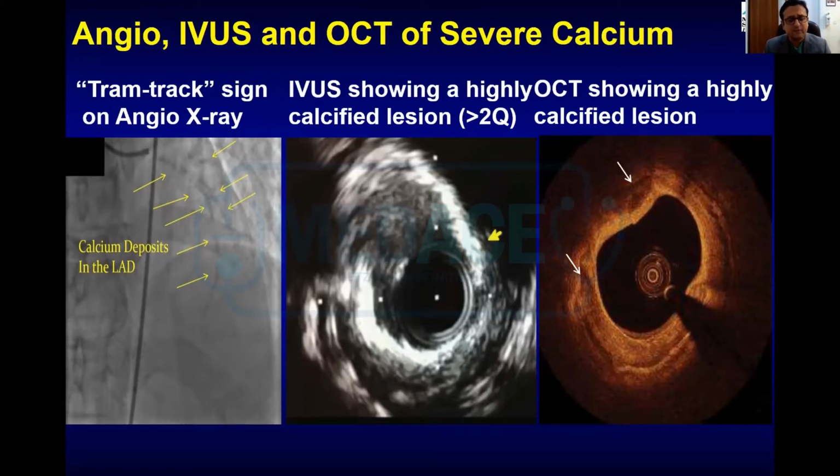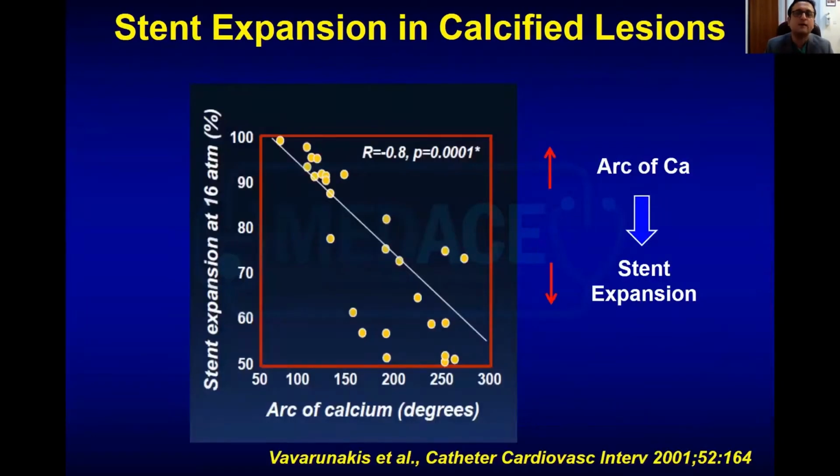And I think wherever possible, wherever feasible, and wherever most importantly affordable, we should probably use these whenever we can, especially if you have any doubt regarding calcium. Because calcium is one thing which I think, other than geographical miss during angioplasty, pretty much every other complication can happen if you miss moderate to severe calcium in a lesion.